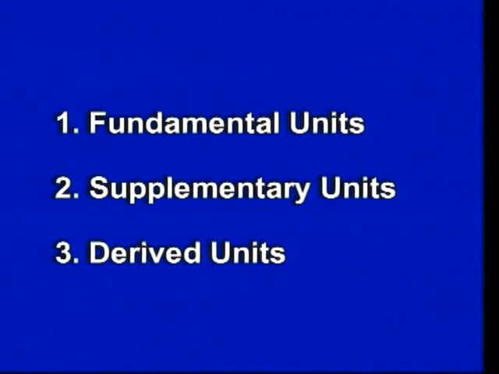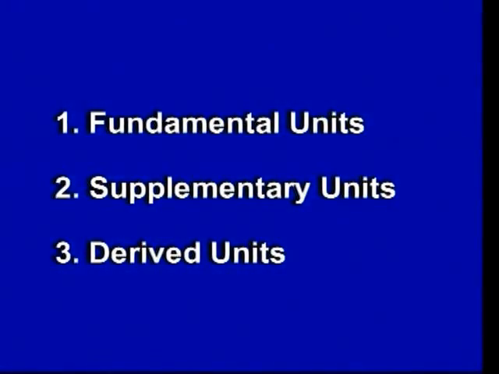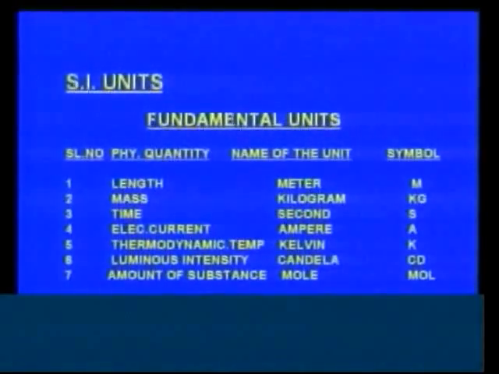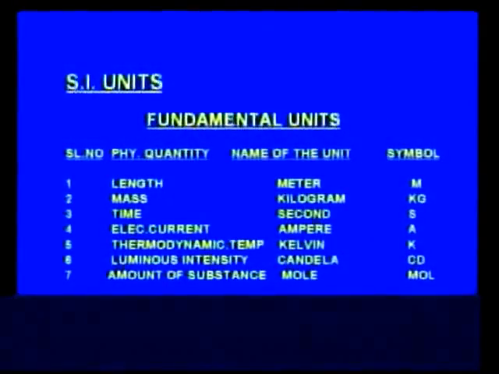SI system of units are categorized into three classes. They are fundamental units, supplementary units and derived units. Fundamental units are 7. They are length, the unit is meter, symbol m. Second, mass, unit kilogram, symbol kg. The third one is time, unit is second, symbol s.